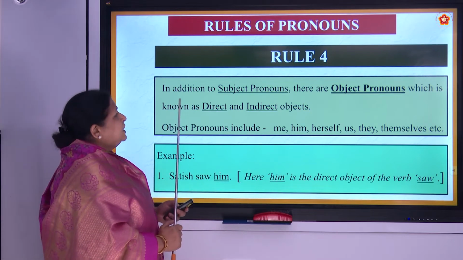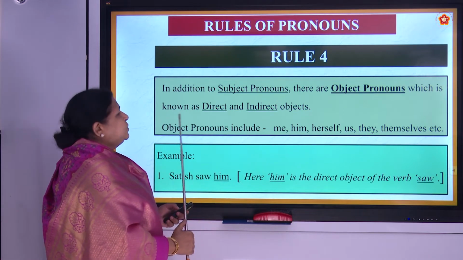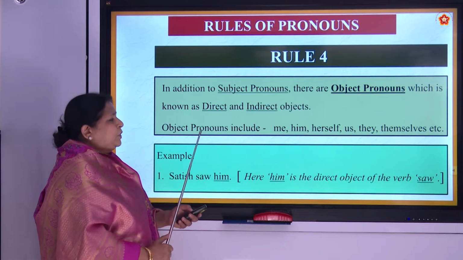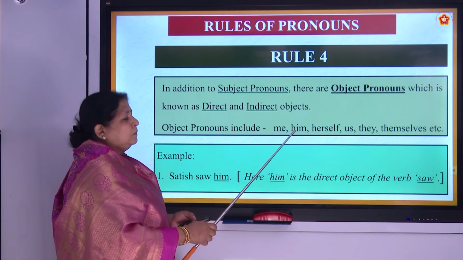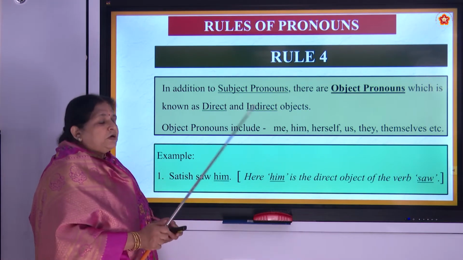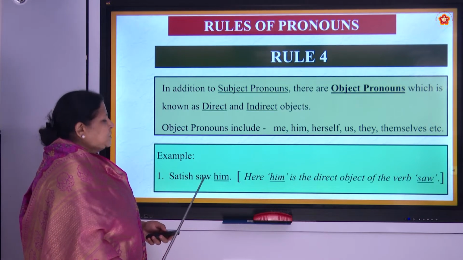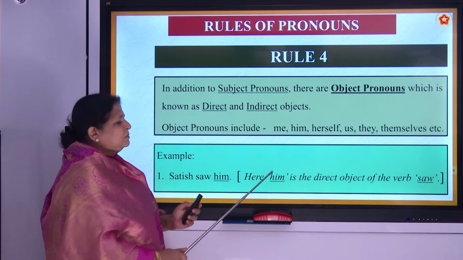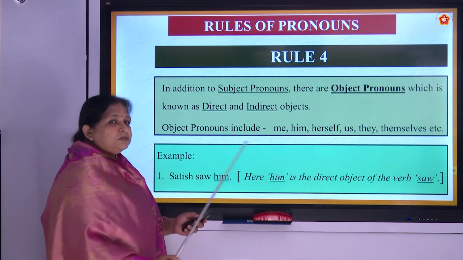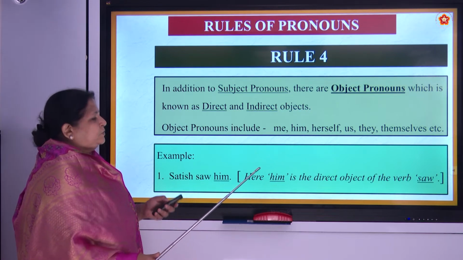Hope you are understanding. In addition to the subject pronoun, there are object pronouns which are known as direct and indirect objects. Object pronouns include me, him, herself, us, they, themselves. We have learned this in the previous class. So, now what is the example? Satish saw him. So, here him is the direct object of the verb saw. Satish saw whom? Satish saw him. So, it is a direct object.